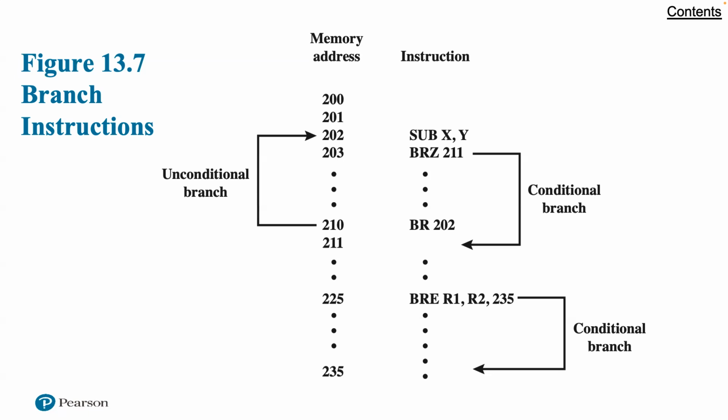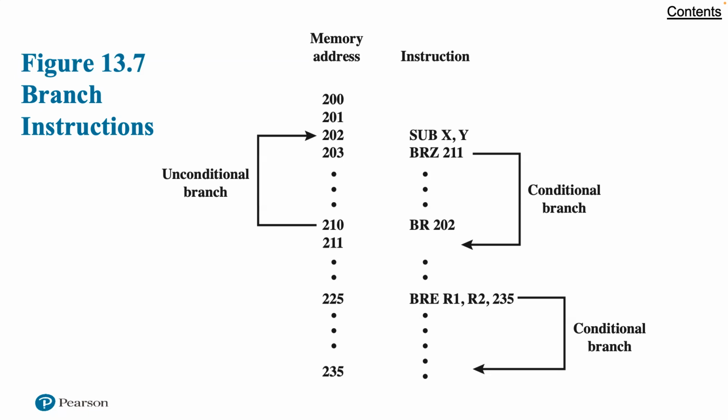On such a machine, there could be 4 different conditional branch instructions. BRP X: branch to location X if the result is positive. BRN X: branch to location X if the result is negative. BRZ X: branch to location X if the result is 0. BRO X: branch to location X if an overflow occurs. In all these cases, the result refers to the result of the most recent operation that set the condition code.